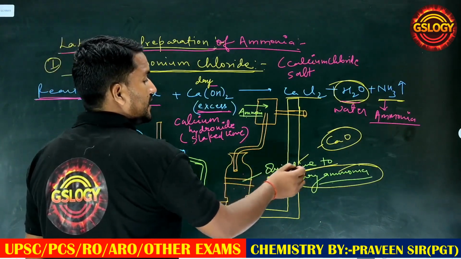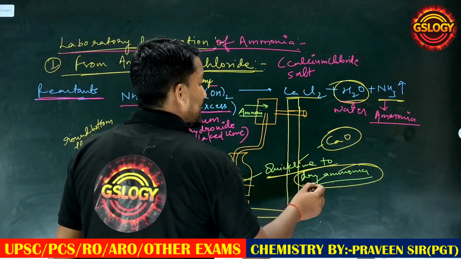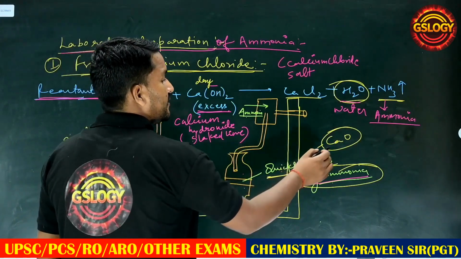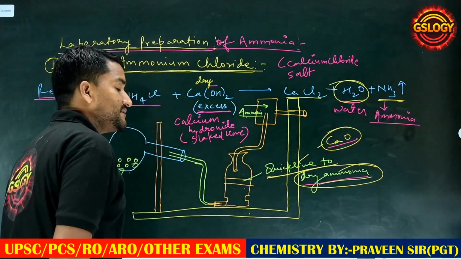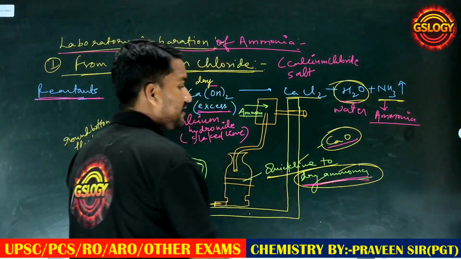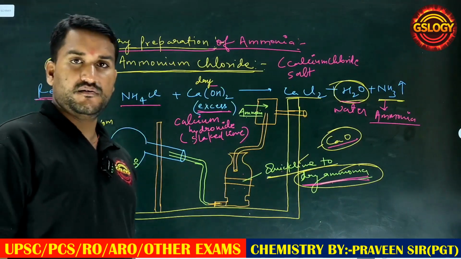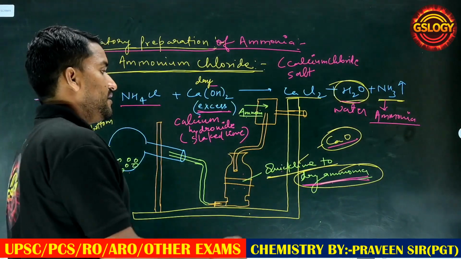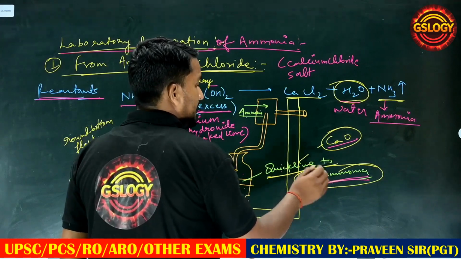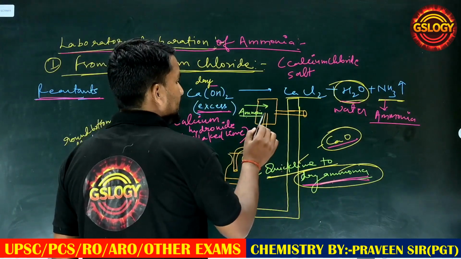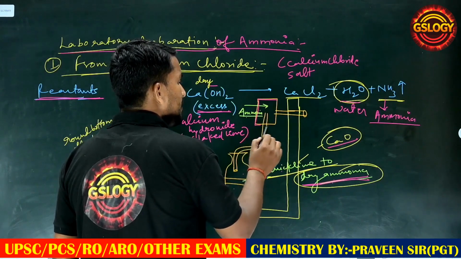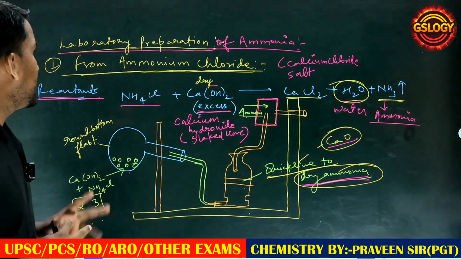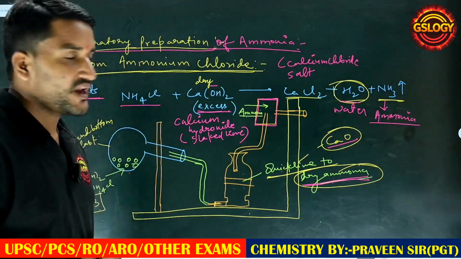Here this bottle contains quicklime, means calcium oxide, and calcium oxide is considered a drying agent, so the ammonia gas is dried. When the ammonia gas is dry, it is collected by the upward displacement of air. Clear everyone? So this is the whole process of the laboratory preparation of ammonia.